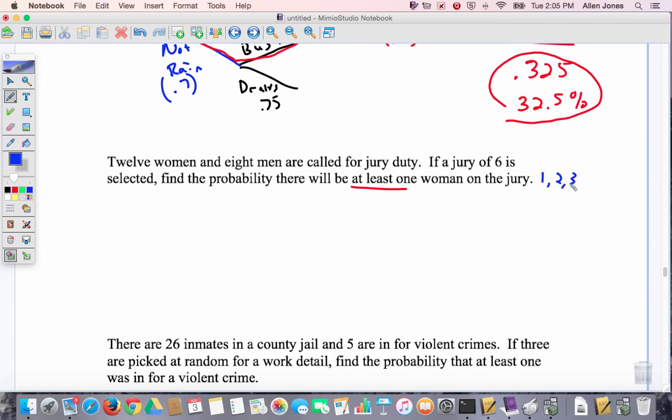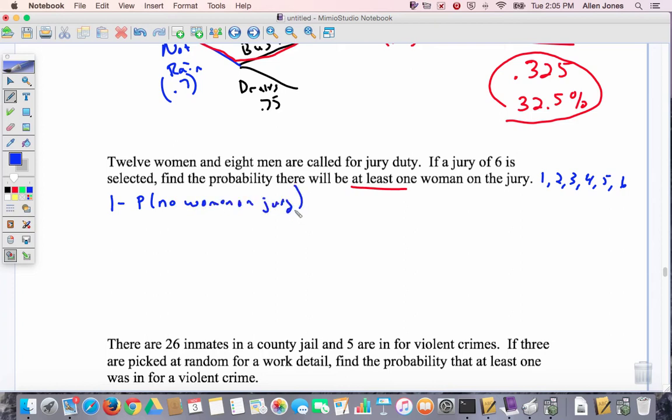So 12 women and 8 men are called for jury duty. If a jury of 6 is selected, find the probability that there will be at least one woman on the jury. So the long version here, "at least one" means 1, 2, 3, 4, 5, or 6 women on the jury. Those would be at least one, a jury of 6. So we have to find the probability of 1 woman, of 2, of 3, of 4, of 5, and of 6. Add all those together, and in this case, that could be quite a long process because we're selecting 6 jurors.